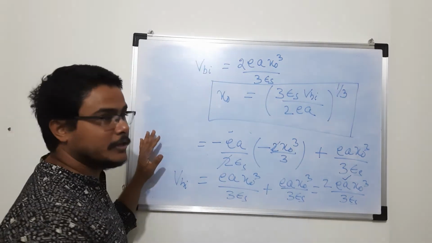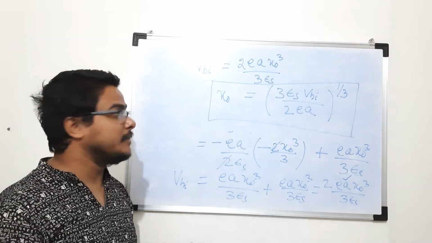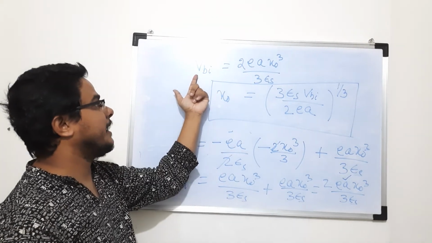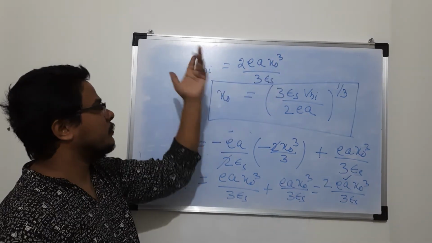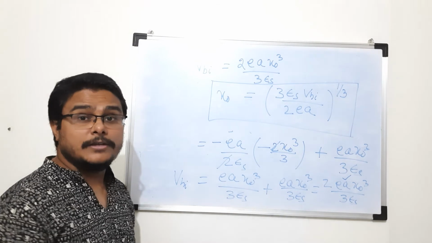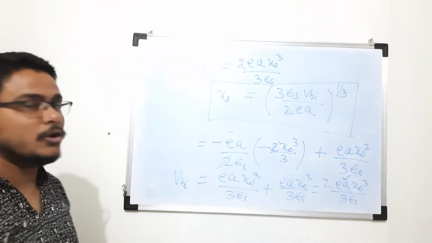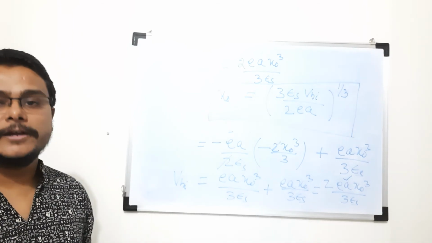So here our objective was to determine the potential and the electric field and the built-in potential barrier in terms of x0, or you can say x0 in terms of the built-in potential barrier. Okay, thank you for watching. We will continue deriving the junction capacitance for a non-uniformly doped PN junction in the next video.